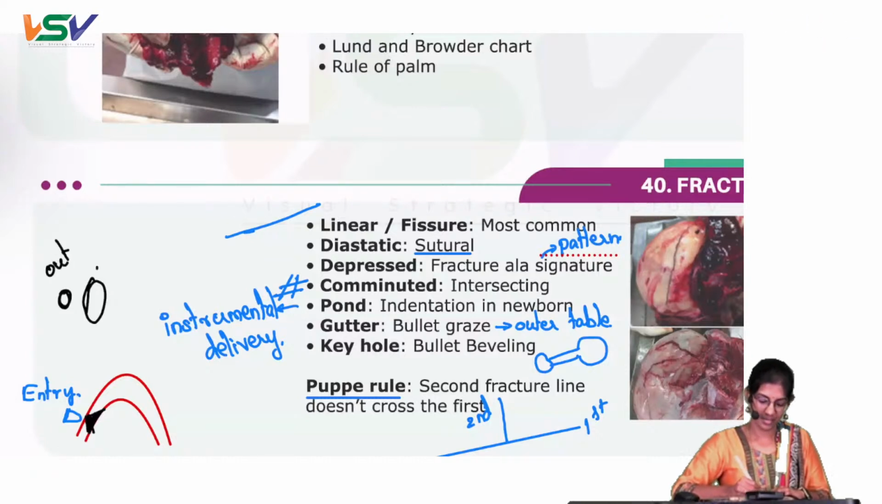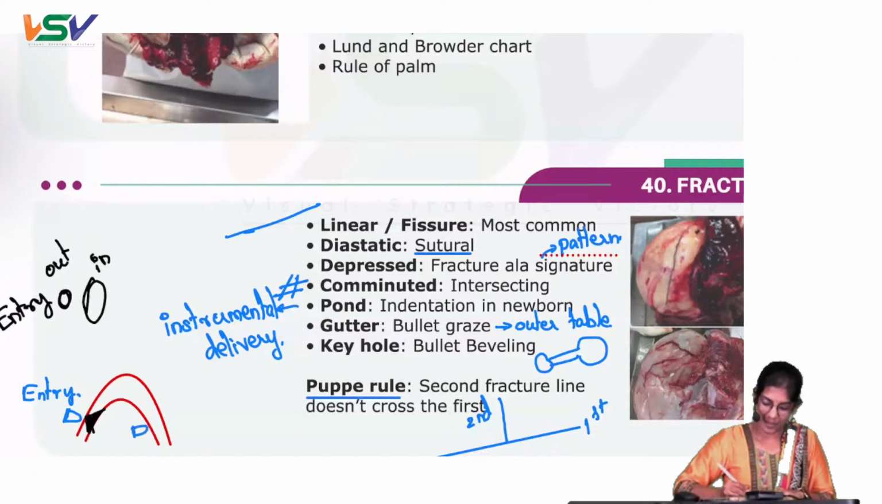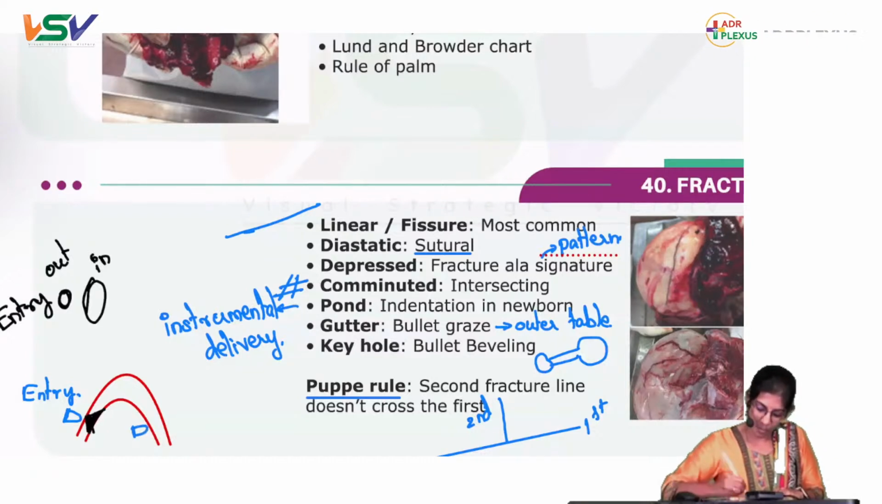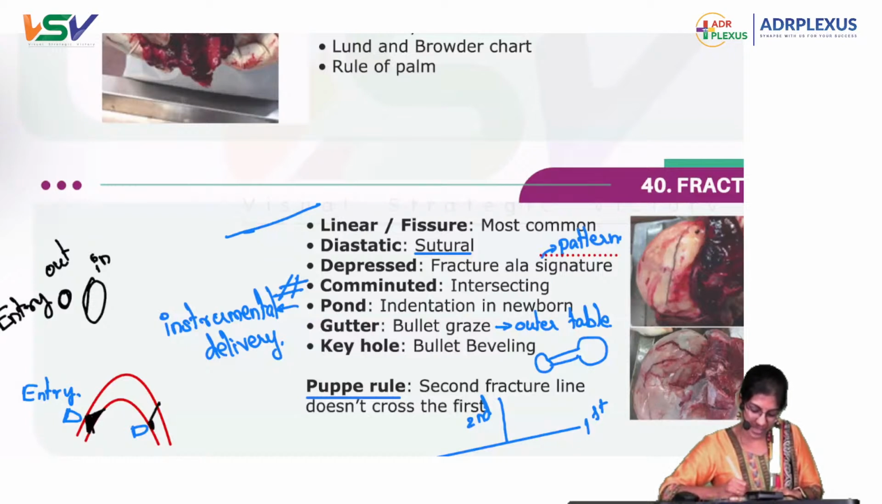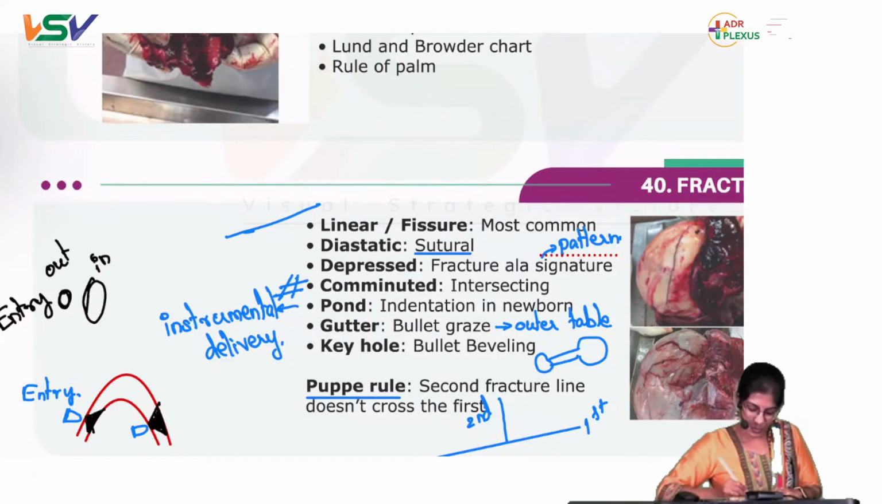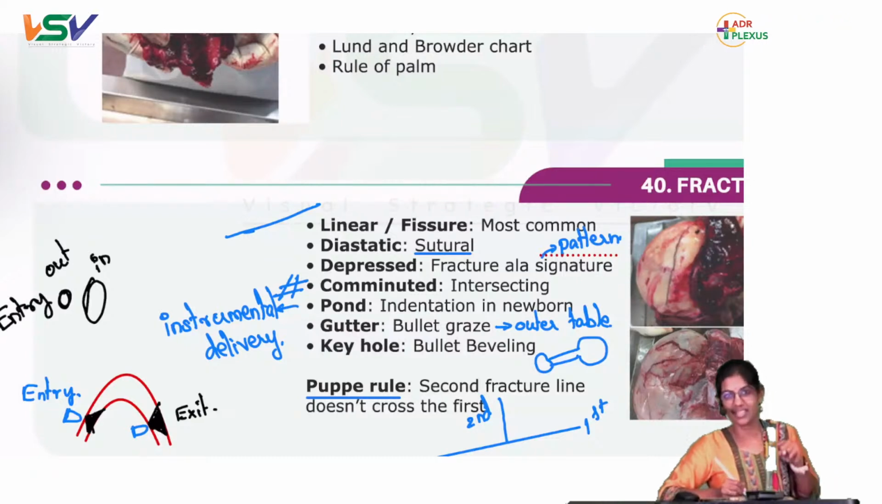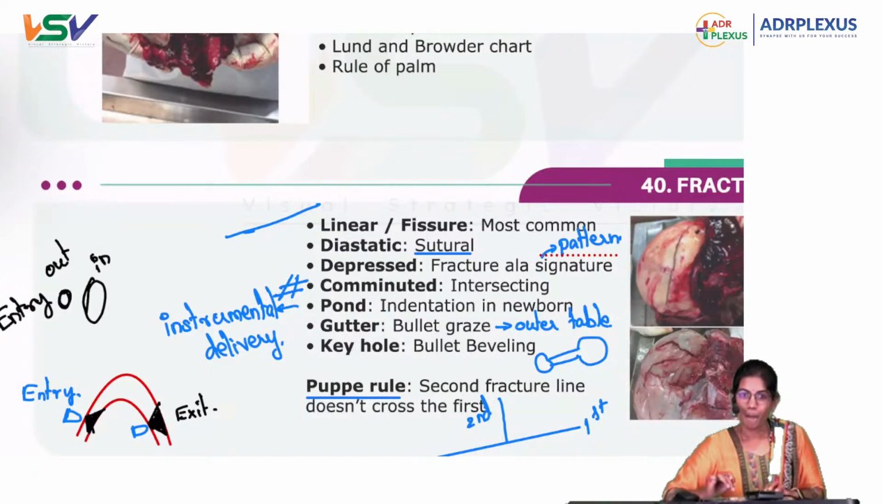This is outer, this is inner table, which means this is entry. Whereas when the bullet is exiting, the opposite thing will happen. The inner table is supported, so it will have a small hole, whereas the outer table will have a bigger hole. So this is an exit wound. Beveling of outer table is seen in exit. Beveling of inner table is seen in entry wound. So this is for bullet injury.